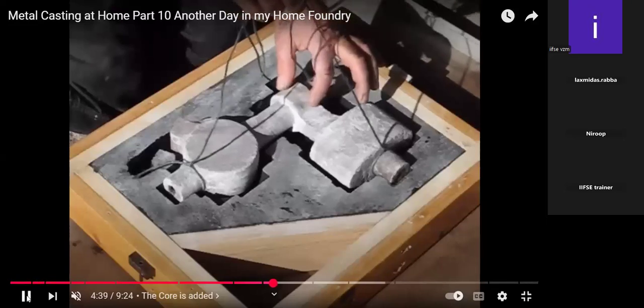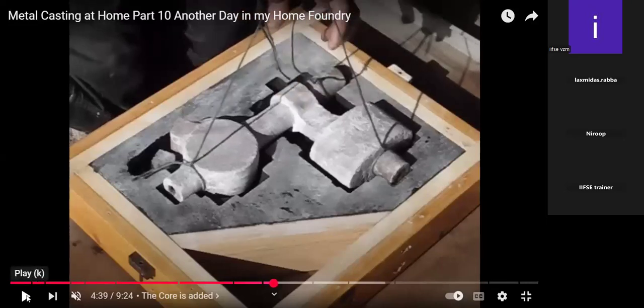So here I'll take a small pause. What will happen? The core, wherever there is a gap between this core and the sand mold around it, there the molten metal is going to settle. Once I have poured, I will take out this core by drilling or by chipping it out, so that it will create a hollow section inside the part.